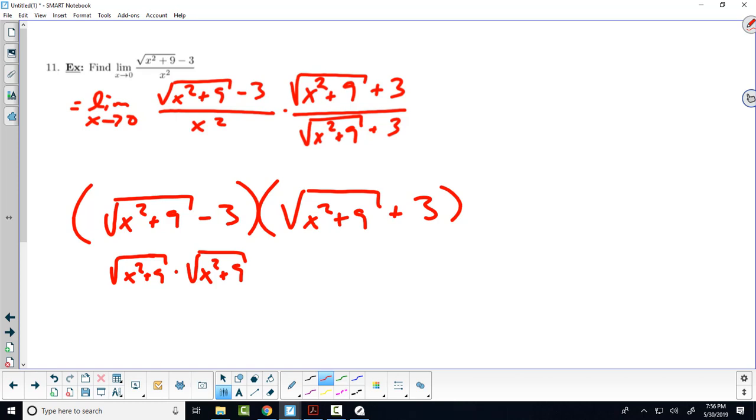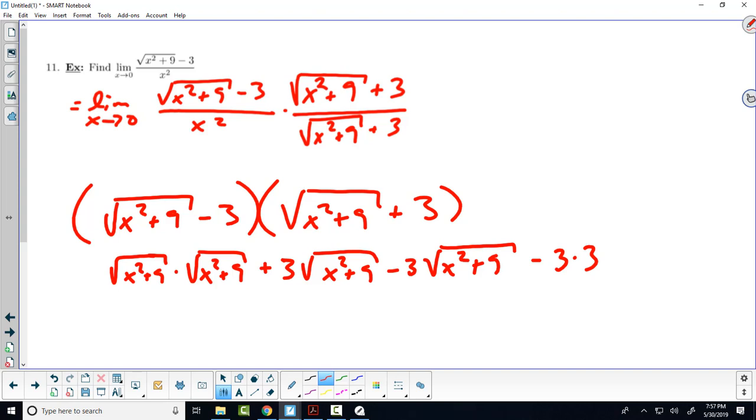Okay. Then we will do, I think we called it the outers. So then we'll do plus 3 times the square root of x squared plus 9. Then we will do the inners. What's the inners? Minus 3 square root of x squared plus 9. Then we will do the last, and we will get minus 3 times 3. Okay. Are there any questions on this? Any questions, folks? All right.